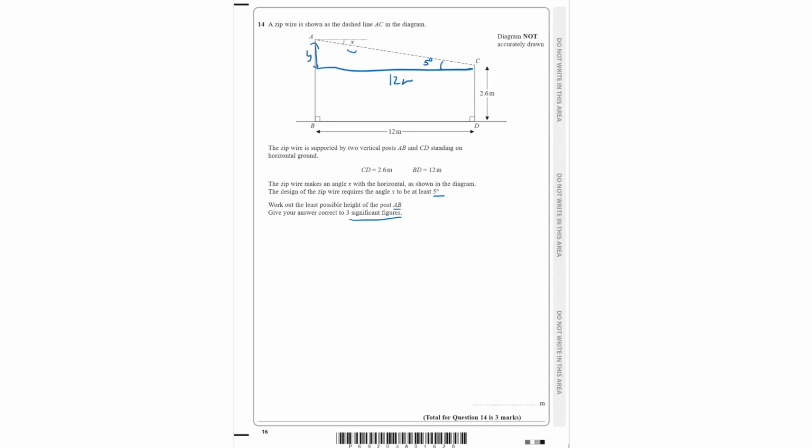Since we have two sides and one angle, we can use SOH CAH TOA. And since hypotenuse is not given, we cross out SOH and CAH. We still have TOA. So tan of the angle, which is 5, is equal to opposite, which is y, over adjacent, which is 12 meters. We multiply both sides by 12 to cancel out and isolate y. So y is equal to 12 tan 5.